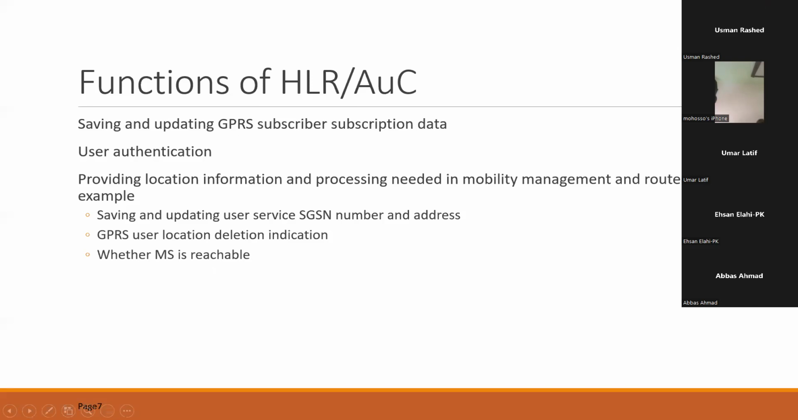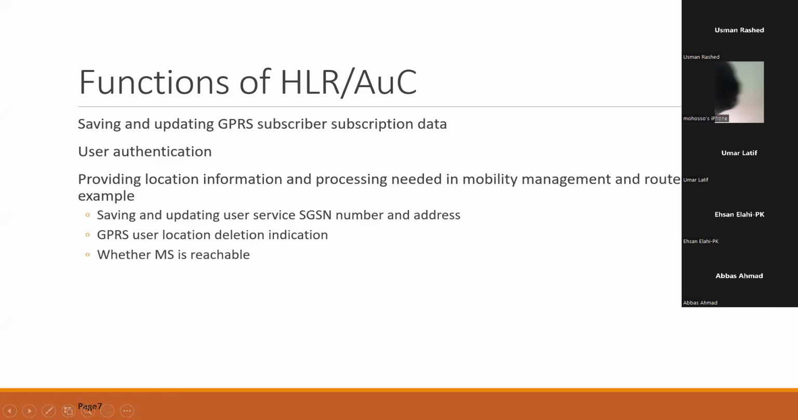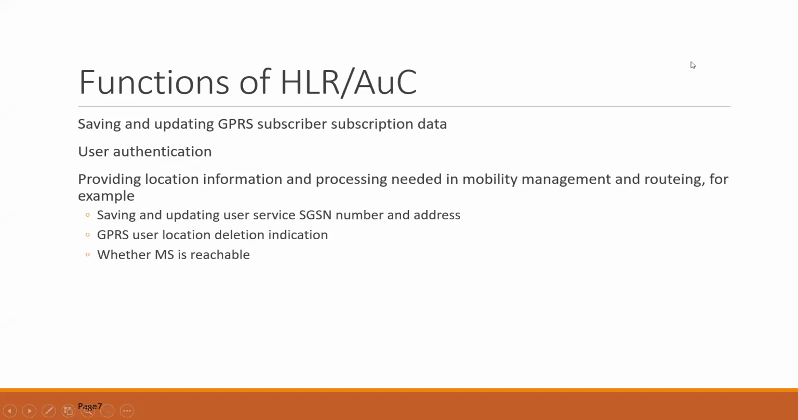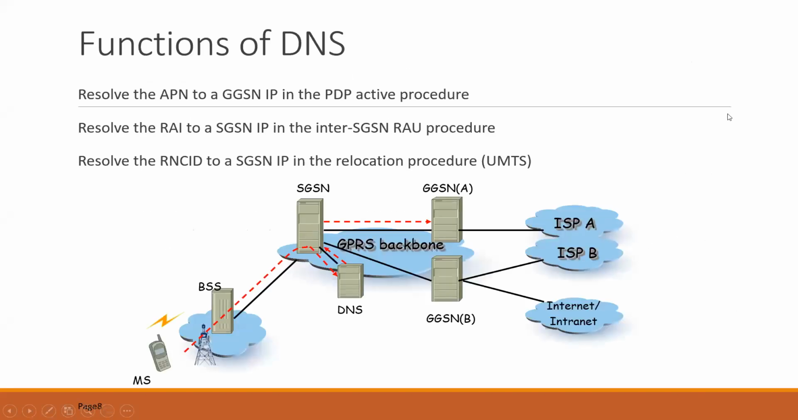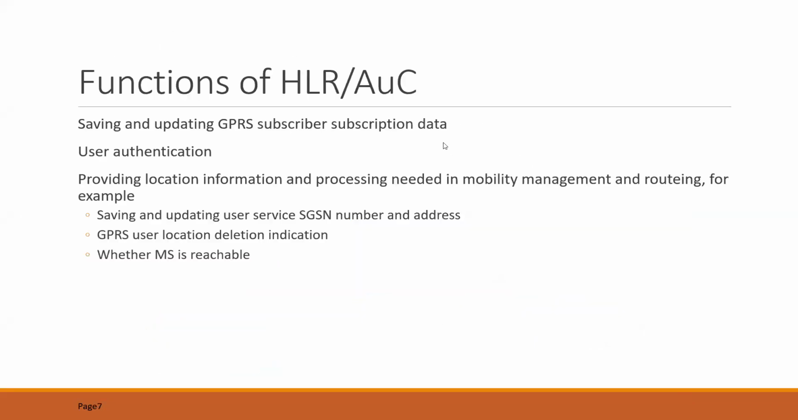Sir, there are two DNS. Yes, there are two DNS: one DNS used for APN resolve and one DNS for normal URLs. Okay, fine. Yes, there are two. Okay, so we'll come to DNS.